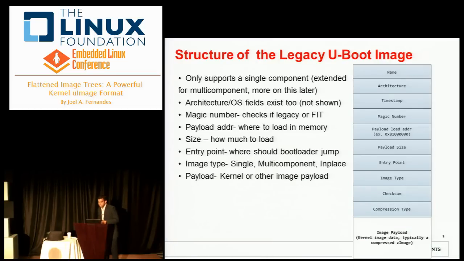So this is what it looks like. The stuff in blue is a fixed size header. You have name, architecture, all that kind of stuff. You have a timestamp that allows you to do things like rollbacks. You have a magic number that tells you what type of image it is. And you have a bunch of other fields, like where to load the kernel in memory, what the size of the kernel payload is, or where to jump, things like that.